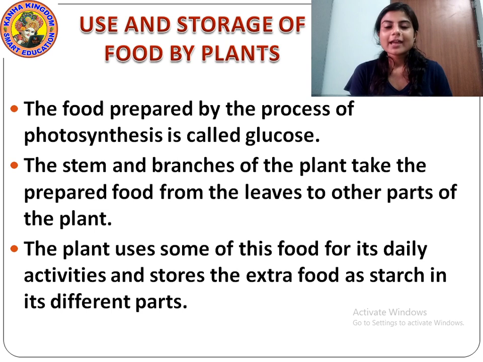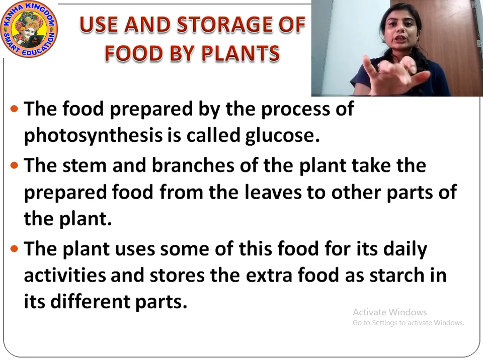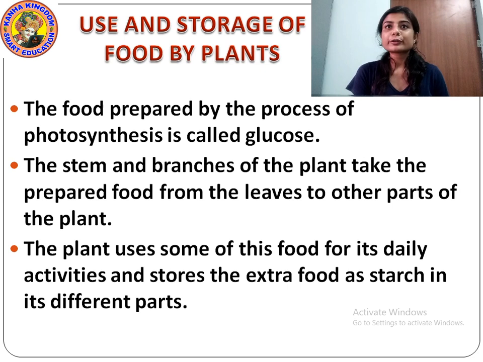And now students, how is the food used and stored by the plant body? How is the prepared food used and stored by the plant body? Okay. The food prepared by the process of photosynthesis is glucose. The food that is prepared in the leaves, okay, that is called glucose. Glucose is prepared by the leaf by the process of photosynthesis.